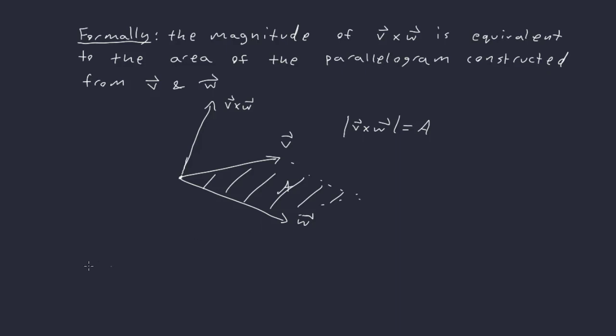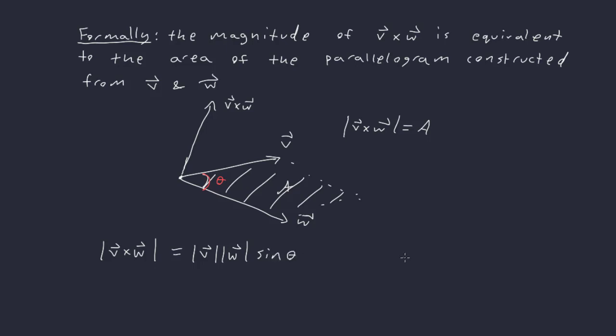And because of this, based on the area of parallelograms and all of that, it turns out that this magnitude we can also relate to the angle between these two vectors. And it's in terms of sine. All right, so the magnitude of the cross product is going to be the magnitude of V times the magnitude of W times sine of theta.